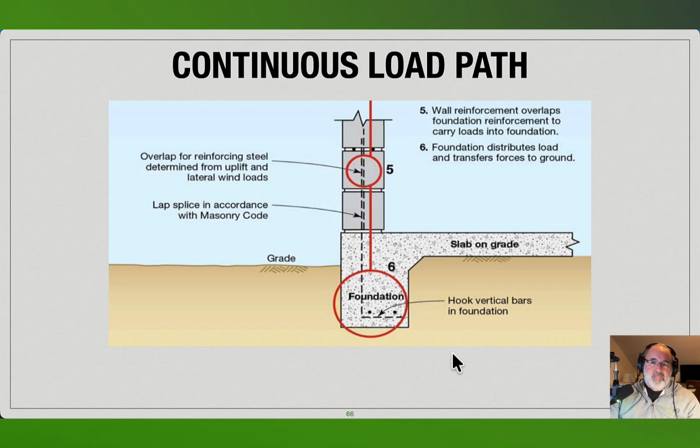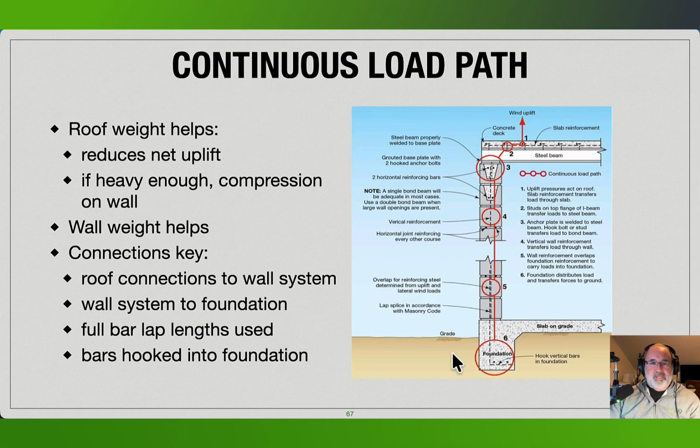And then maybe the foundation needs to have some ability to grab additional soil load if we have significant uplift forces on the foundation, or grab additional things that have weight, right? So roof weight helps, reduces the net uplift. So if it's heavy enough, compression on walls could be really nice, but even if you have some tension, making sure that reinforcement is lapped sufficiently, or couplers are used for the wall elements.